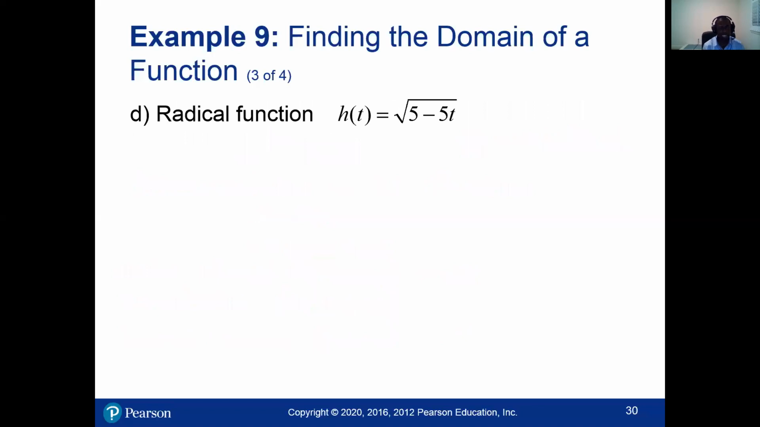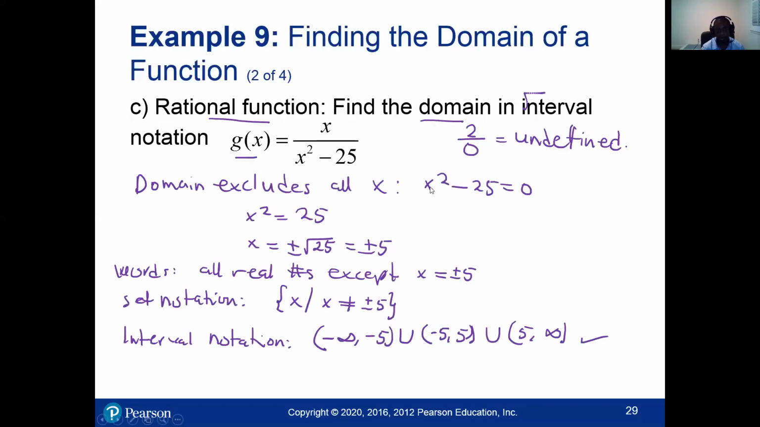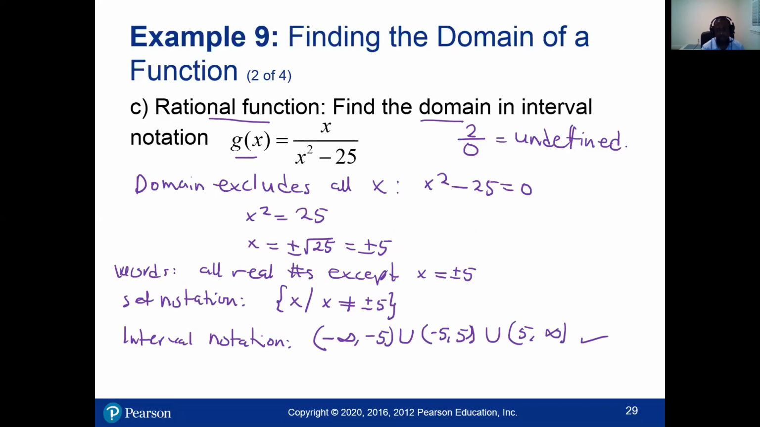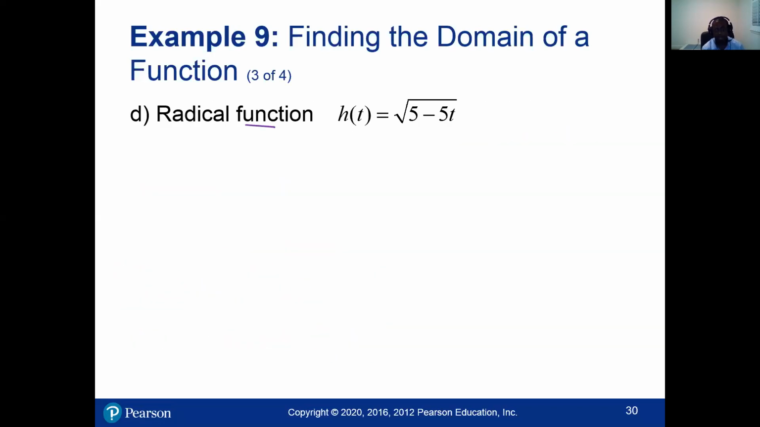So let's go to the next example. This one is a radical function. For a radical function, you don't want whatever is under the radical sign to be less than 0. You want it to be positive, or rather, you don't want it to be negative.